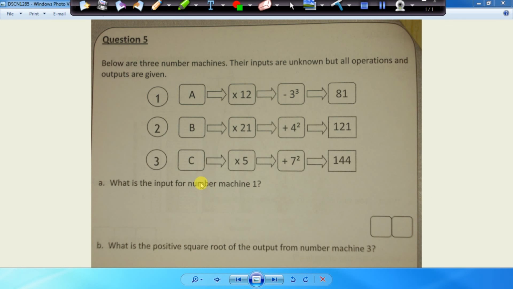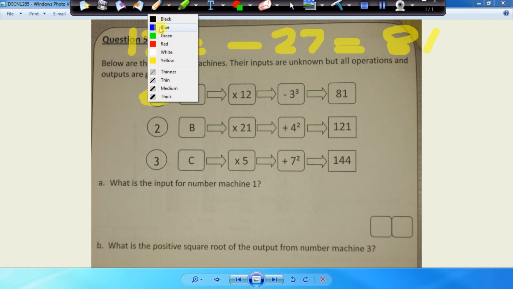Question 5A. What is the input for number machine 1? We are looking at number machine 1. Something times by 12, take away 3 cubed will give us 81. What's 3 cubed? 27. Something times by 12, we call that x, times by 12. So it becomes 12x. And then we minus 27, and that gives us an answer of 81.